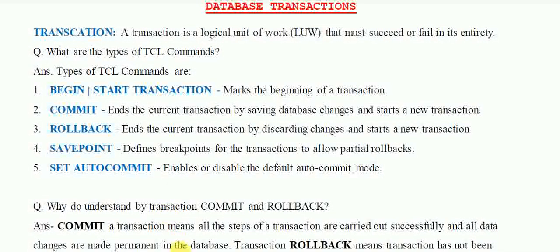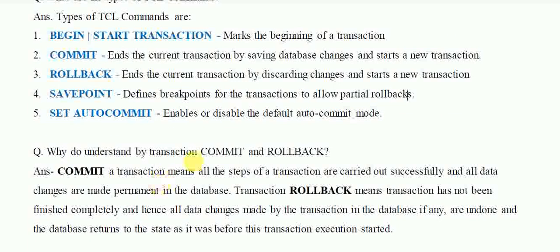The next question, what do you understand by commit and rollback? So commit means all the transactions are carried out successfully and all the data changes are made permanent in the database. So all the transaction steps are carried out successfully and then all the changes are stored permanently in the database. Then rollback means the transaction has not been finished completely.